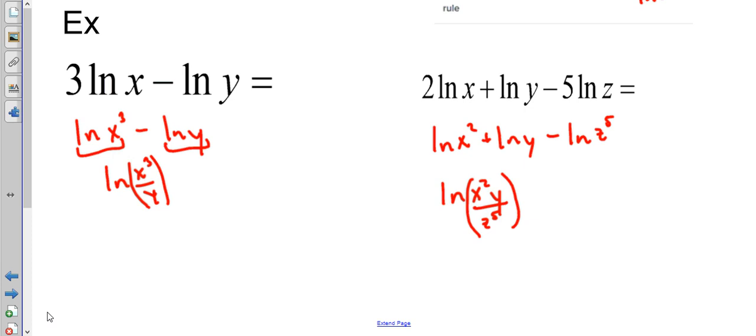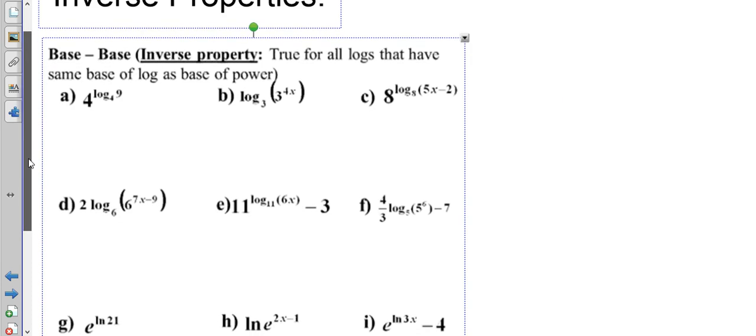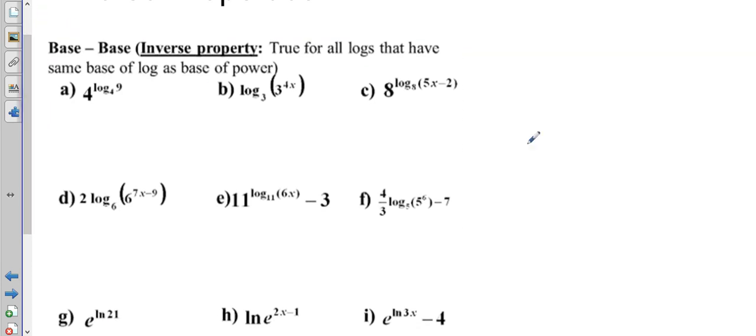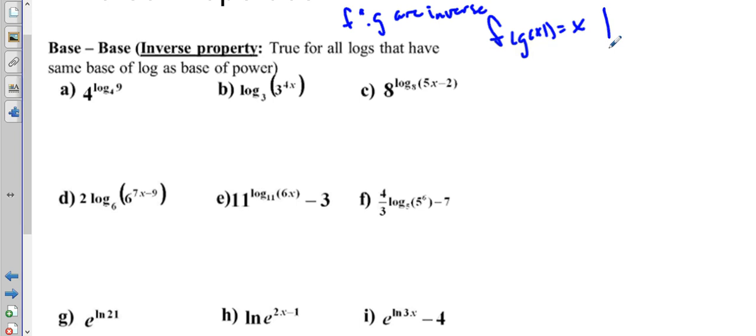Another thing you might want to do is use the inverse properties. Logs are exponents. Maybe I should have started with this first. If you know a function composed with its inverse equals x, so if f and g are inverses, inverse expressions break each other down. We use inverse expressions all the time. For example, if I have x minus 2 equals 3, how do we solve this? We use the inverse property.